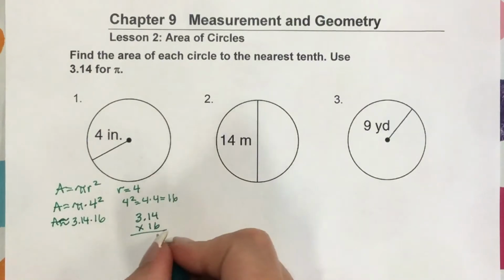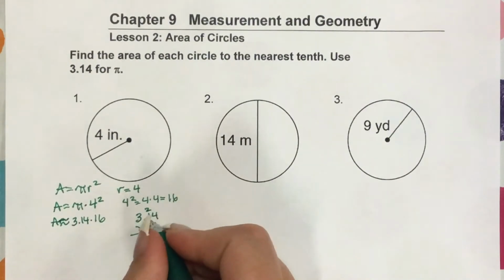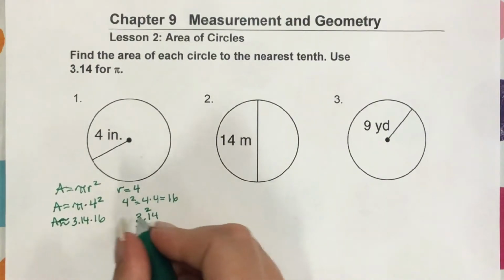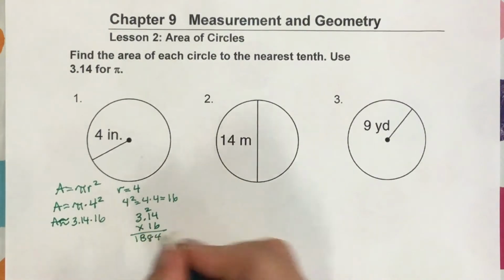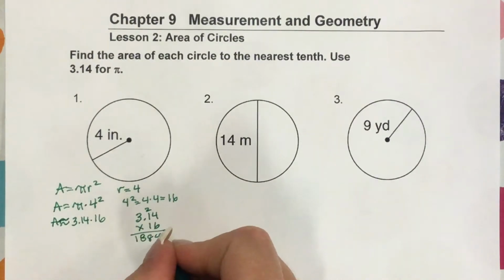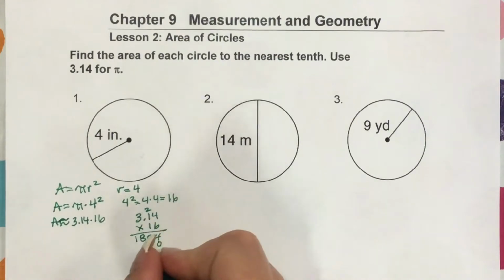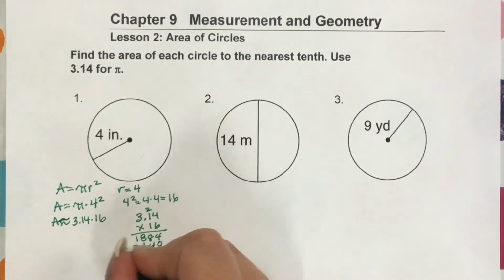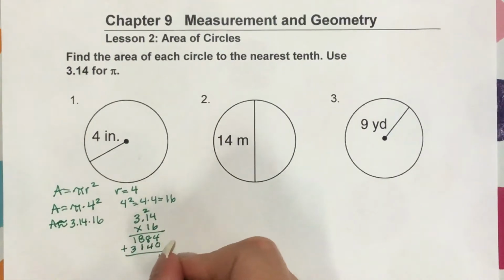6 times 4 is 24. Write the 4, carry the 2. 6 times 1 is 6, plus 2 is 8. 6 times 3 is 18. And then we're in the 10 spot, so I got to put a 0 there. 1 times 4 is 4. 1 times 1 is 1. 1 times 3 is 3. And then we add 4 plus 0 is 4.